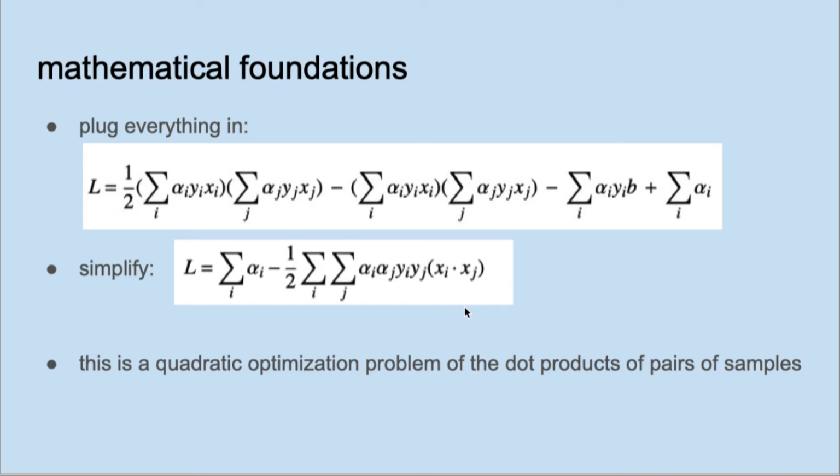The point to take away is that this is going to be a quadratic optimization problem of the dot products of the pairs of samples. This is computationally expensive in training, but once the support vectors are determined, all other observations are irrelevant and only the support vectors remain for classification.